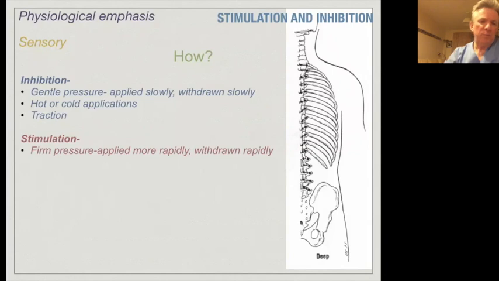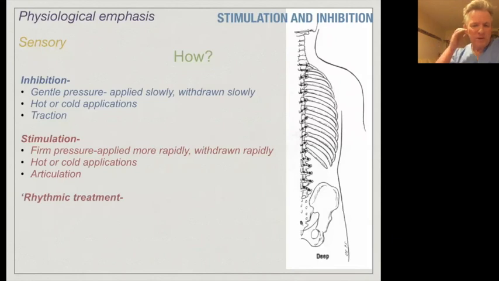Stimulation, we're talking about more in terms of firm pressure applied more rapidly, withdrawn rapidly, again with hot or cold applications relative to what you find. More commonly it's articulation as opposed to traction. They're both interchangeable, but normally in an integrated treatment, I'm going to apply stimulation in relation to an articulatory technique.